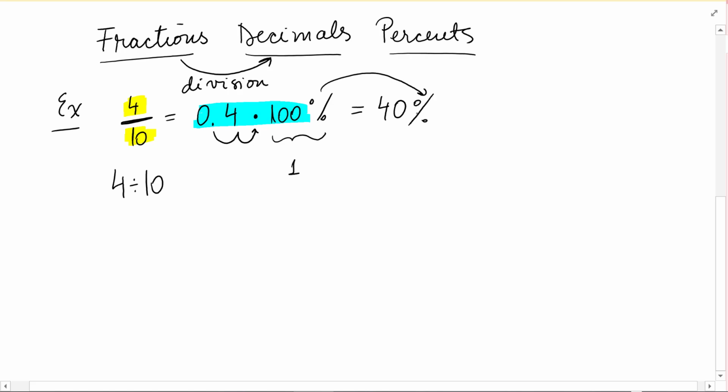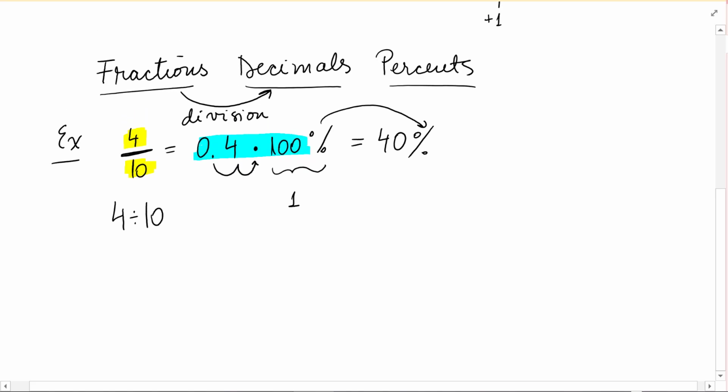So how do we change from decimals to percent? We just multiply our decimal by 100%. So we multiply by 100 and then we just copy the sign for percent.